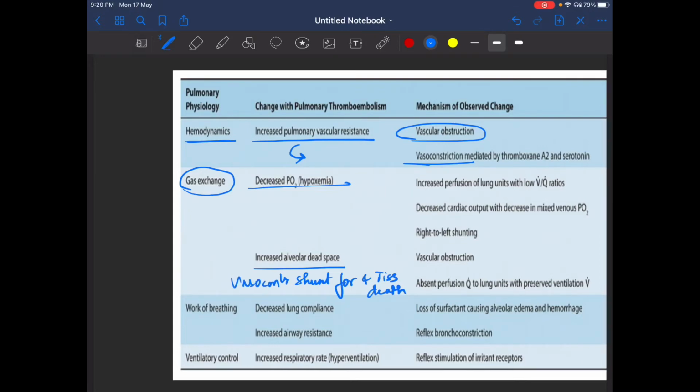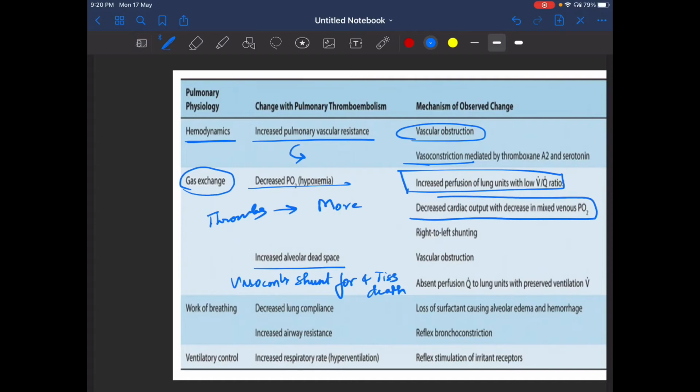Here, there is increased perfusion of lungs with a low ventilation perfusion ratio. The most common sense is that the predilection of thrombus will be towards more perfused areas, right? If there is less perfusion, how can the thrombus go there? Their vessels have to be more in order for the thrombus to dislodge to that place. So less perfused areas are more ventilated, so there will be VQ mismatch, decreased cardiac output, decreased PO2, and right to left shunting.